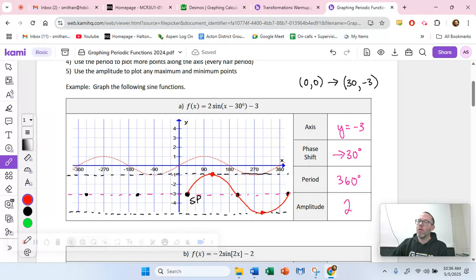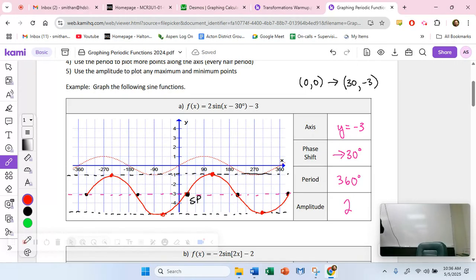Now, I'm going to fill the rest of my graph up as much as I can. Minimum, maximum. That looks pretty nice. 2 cycles fit perfectly. And of course, we keep going forever left, forever right.